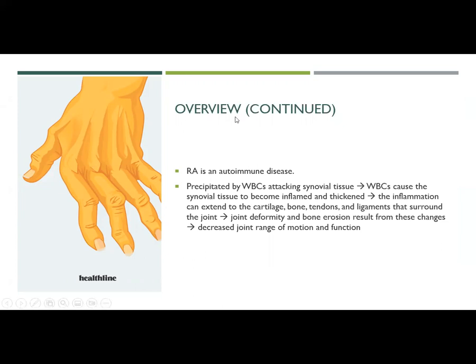And this is the pathophysiology of it. It's precipitated by white blood cells attacking the synovial tissue. White blood cells cause the synovial tissues to become inflamed and thickened. The inflammation can extend to the cartilage, bone, tendons, and ligaments that surround the joint. Joint deformity and bone erosion result from these changes, with decreased joint range of motion and function.